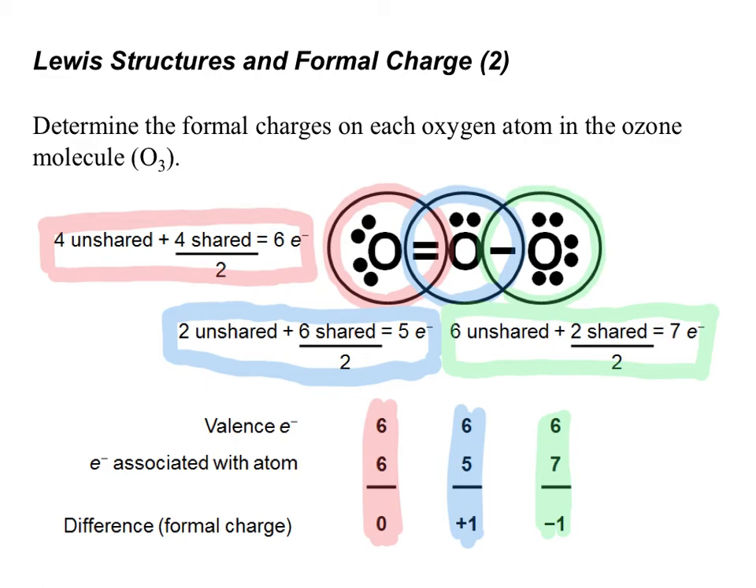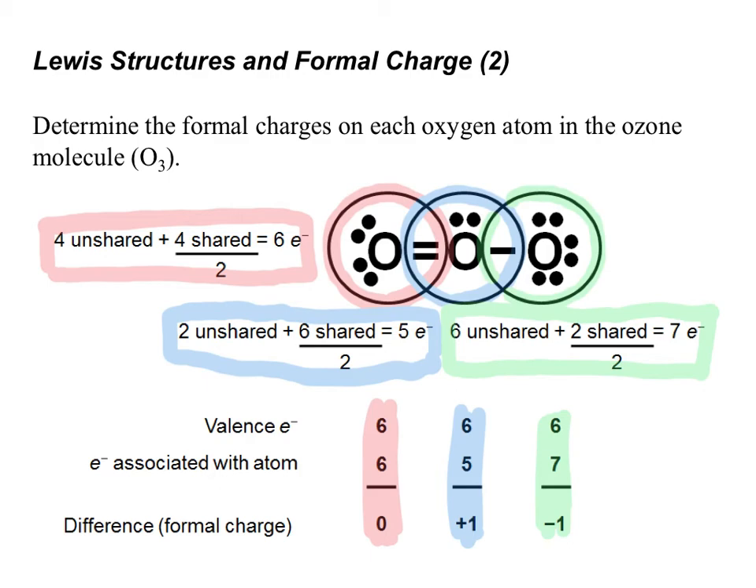The middle oxygen has 2 unshared electrons and 3 dashes, meaning 6 shared electrons. We divide that by 2. 2 unshared electrons plus 6 divided by 2 gives you 5 electrons. And for the third atom, we have 6 unshared electrons and 1 dash. So that's 2 shared electrons divided by 2 gives us 7 electrons.